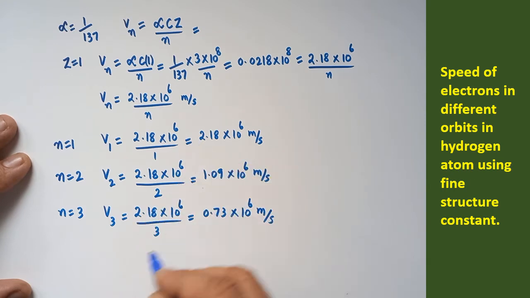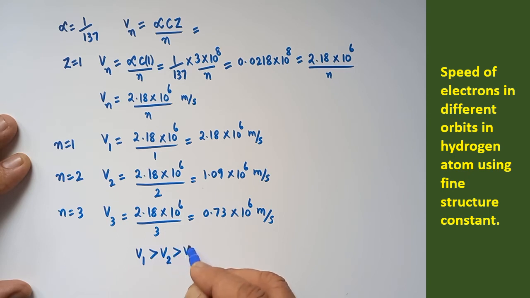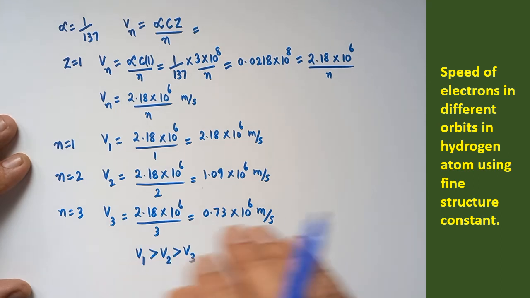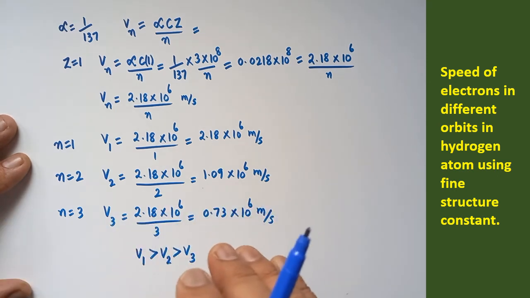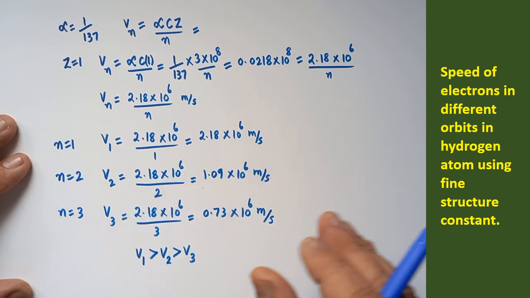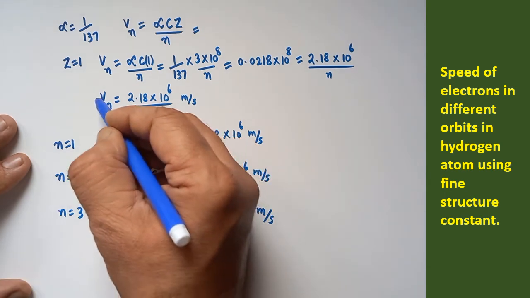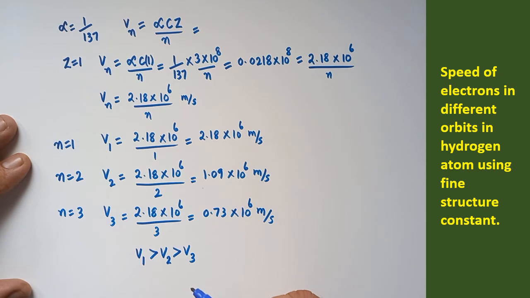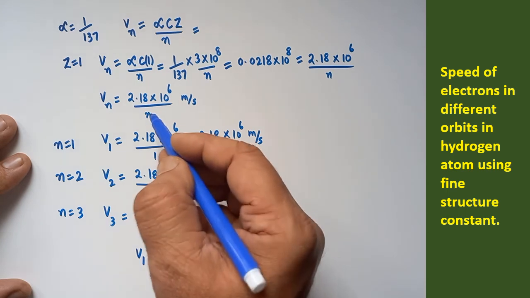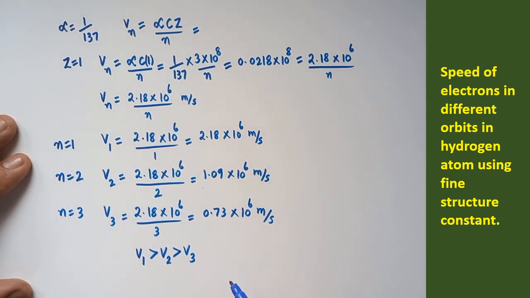Therefore, after comparing we can write that the velocity of the electron in the first orbit is greater than the velocity of the electron in the second orbit, that is greater than which one? The velocity of the electron in the third orbit. So if you move in the outward direction, that is when n increases, the velocity of the electron decreases. When n increases, velocity of the electron decreases. So that is the conclusion.